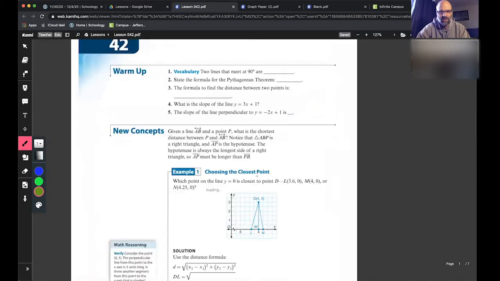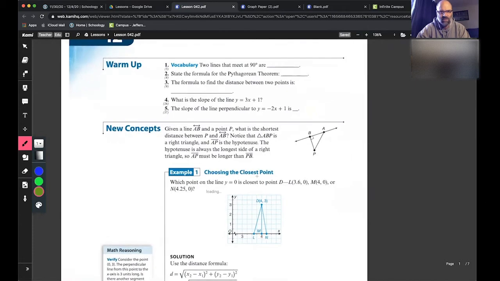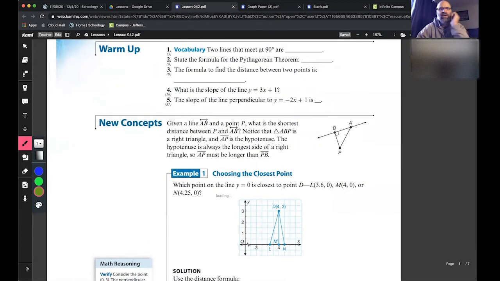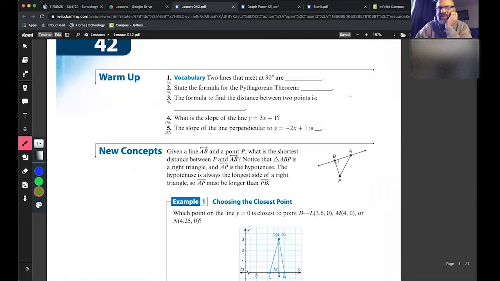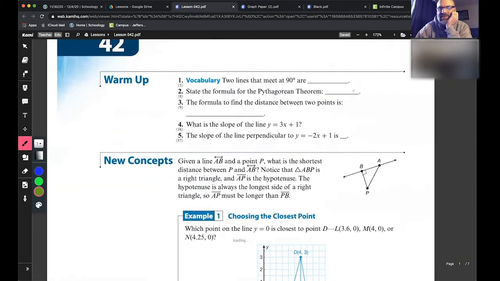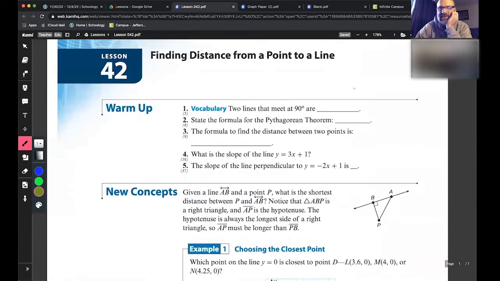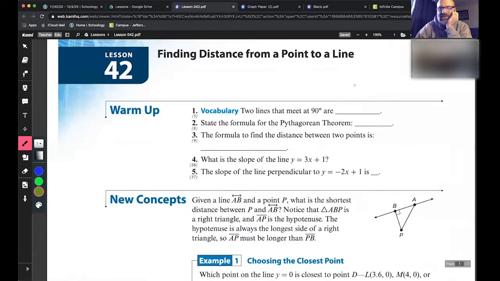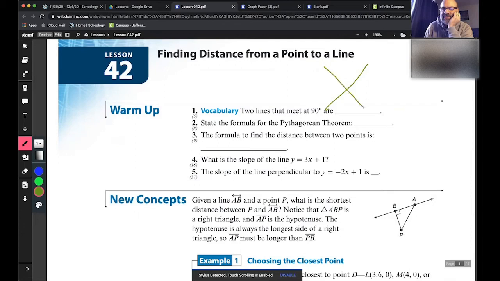All right, so this is 42. Let's do a little bit of review here. Two lines that meet at 90 degrees are what kind of lines? Shout it out, anybody? Two lines that meet at 90 degrees are what kind of lines? Oh, right angle. Yeah, they form right angles. Good job. But when you're talking about the lines, they're perpendicular.